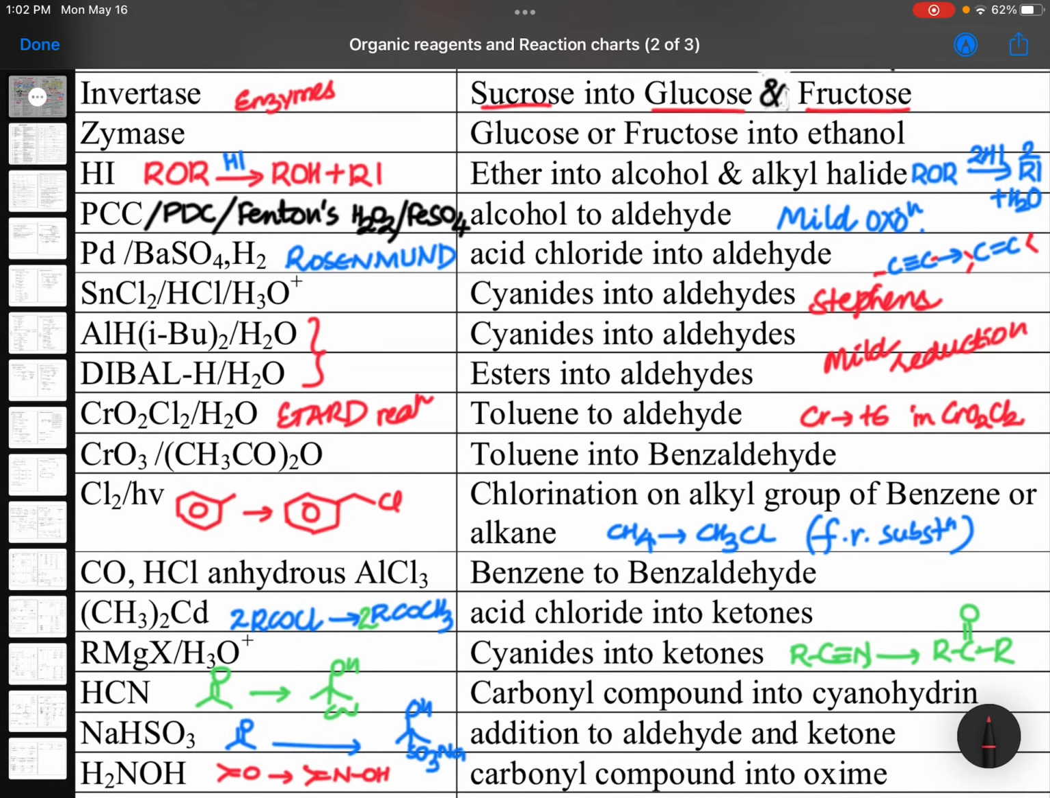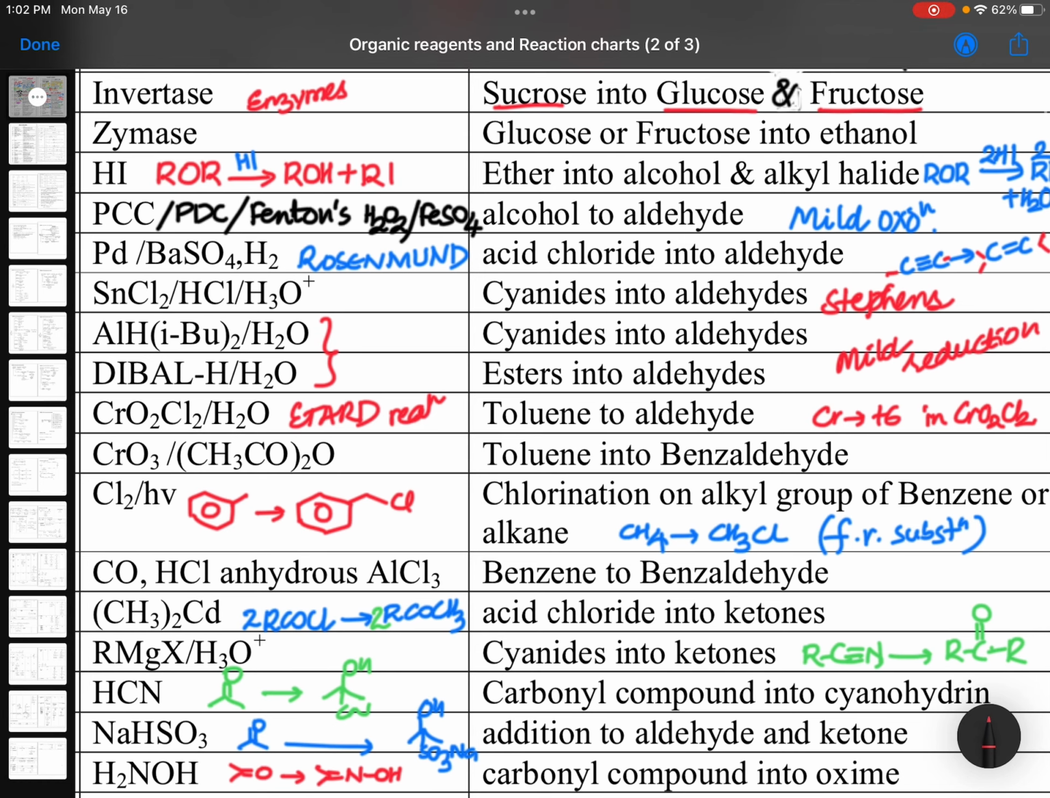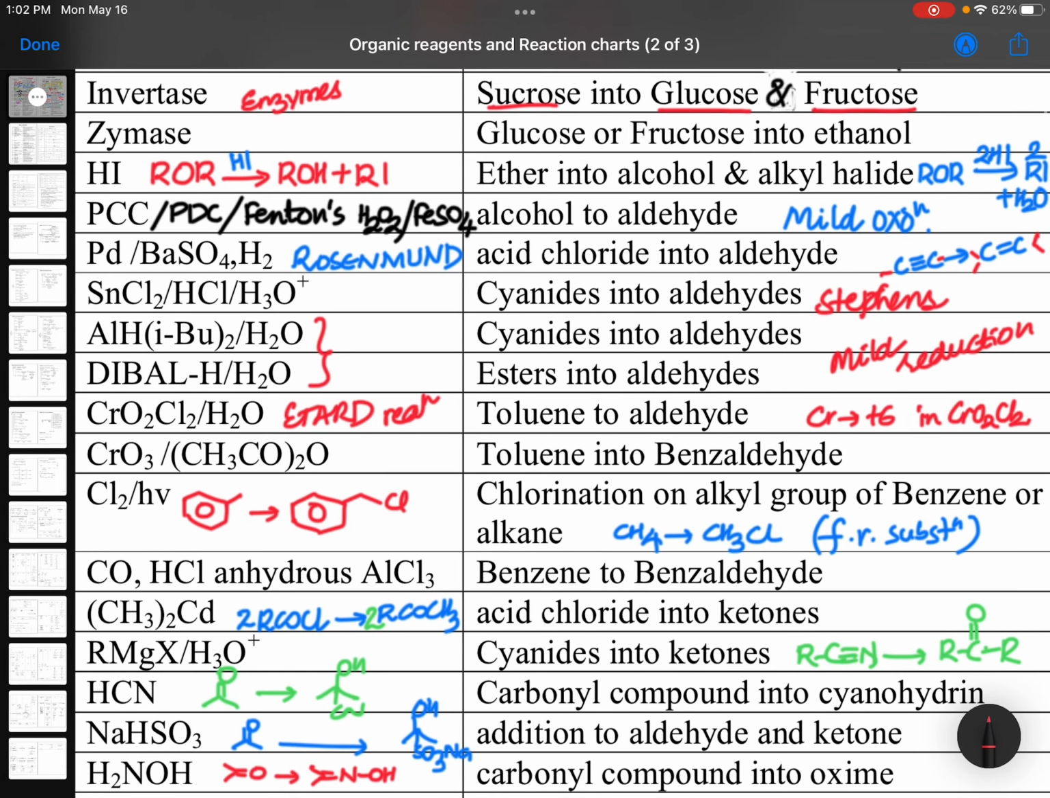Organic reagents, part 4 is the topic we'll discuss now. Invertase and zymase, these are the enzymes. Invertase enzyme is used particularly to convert sucrose into glucose and fructose. Sucrose is made up of glucose and fructose actually, so when it undergoes hydrolysis, it will give you glucose and fructose.